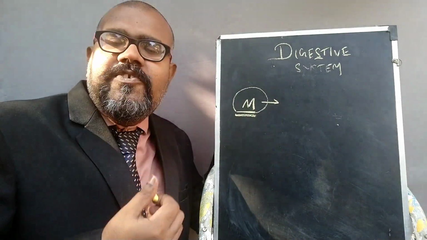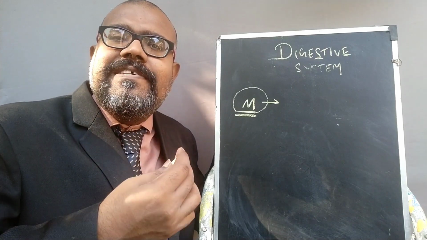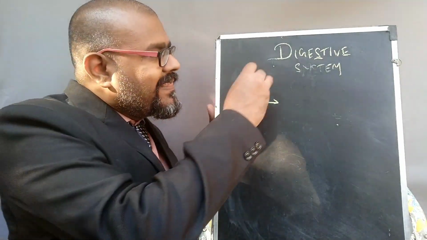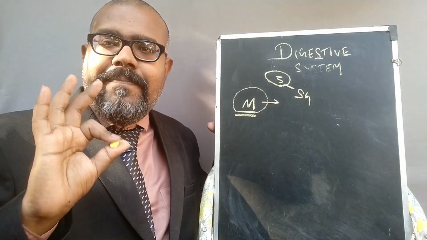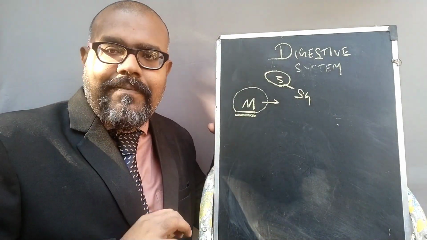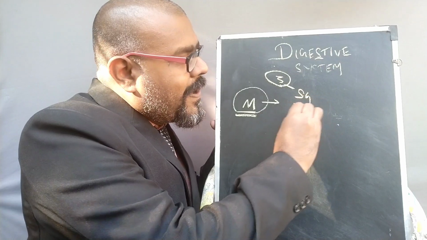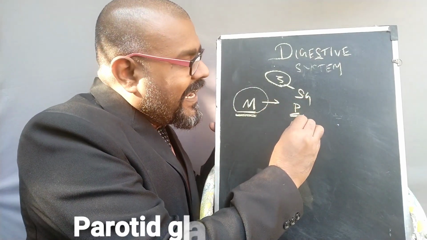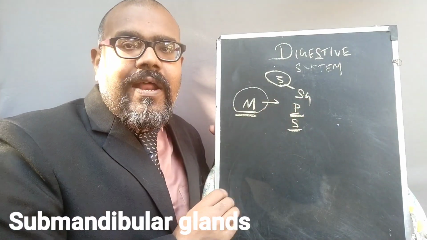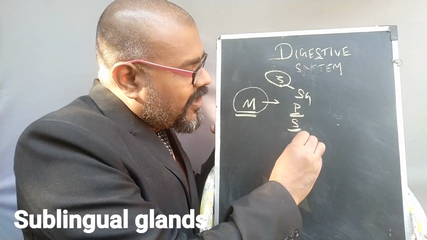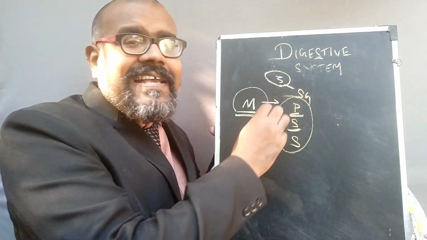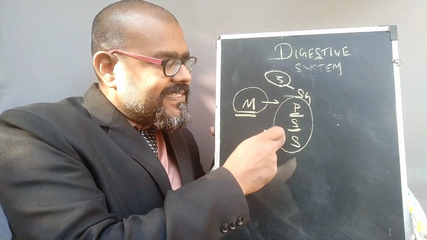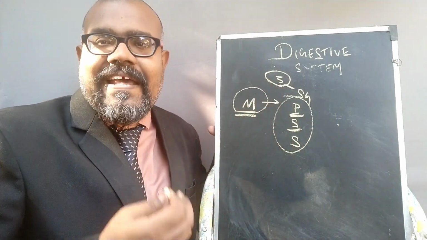During chewing, enzymes are secreted from the glands. Three pairs of salivary glands are present in the mouth. The first is called the parotid gland, the second is the submandibular gland, and the third is the sublingual gland. All three are considered salivary glands, present especially for secreting saliva.